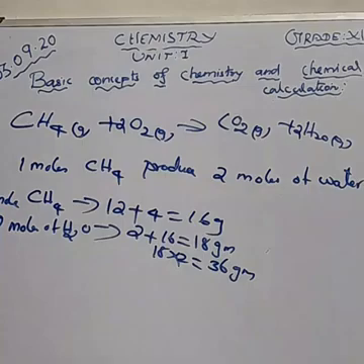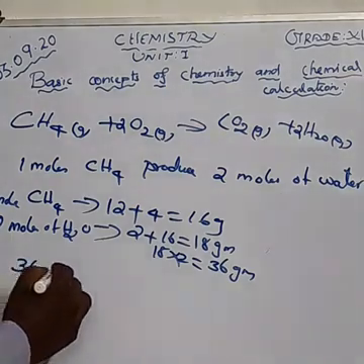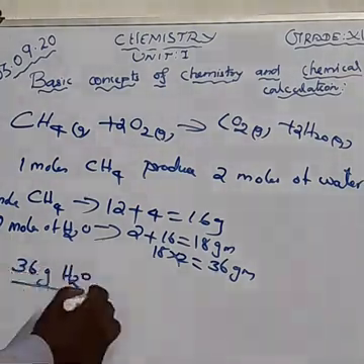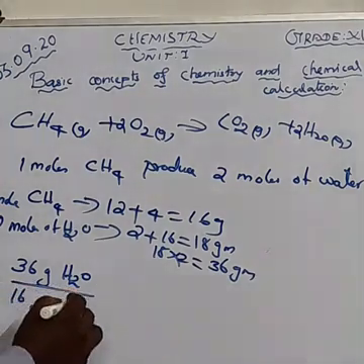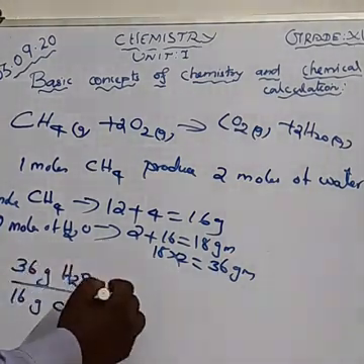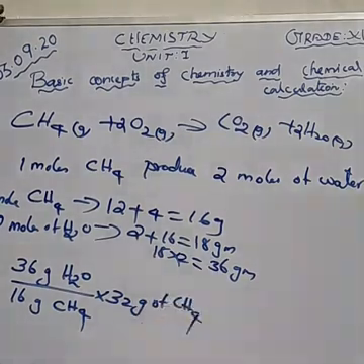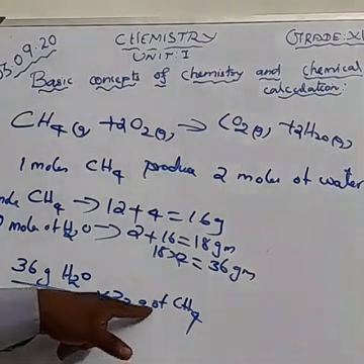Next, the combustion of 32 gram of methane, as per our question, produces, here we should write the formula, 36 gram water divided by 16 gram methane into 32 gram of methane.